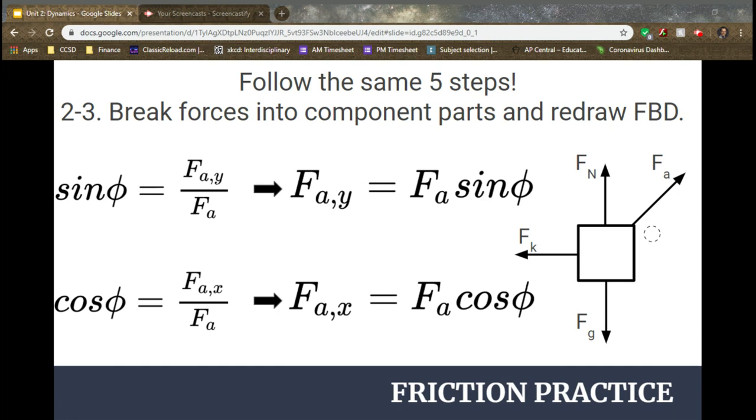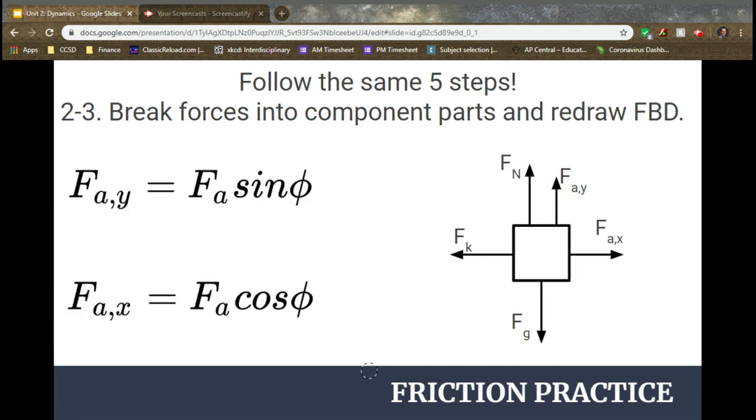we changed it so that it made our life a little easier. But in this case, if I change it, I'd have to break my normal force, the friction force, and the force of gravity into component parts. And that's just way more complicated. So I'm going to leave my coordinate system alone. And I only chose to break up my applied force into component parts. Here's what it looks like.